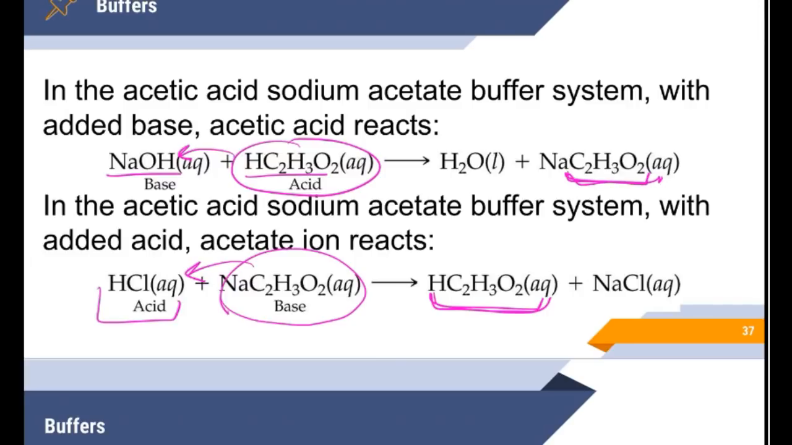If you add a base, the weak acid part of the buffer neutralizes the base. If you add an acid, the conjugate base part of the buffer neutralizes the acid. So it's got both parts. It's got an acid and it's got a base that act with each other to neutralize any oncoming acid or base. So it's a system that really keeps your pH from moving up and down. We'll talk more about how this system works when we get into equilibrium.